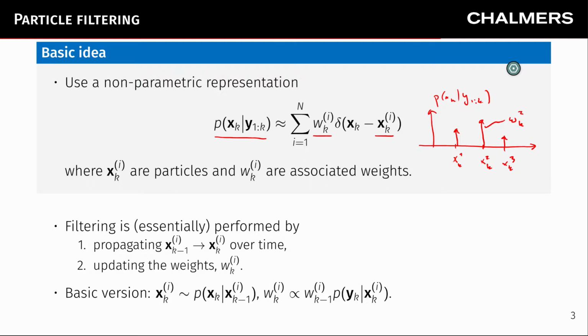Filtering using a particle filter essentially is performed by first propagating our particles from the previous time instance to the new time, and then updating the weights. In the basic version of a particle filter, called a bootstrap filter, the particles are propagated using the process model. So we draw new particles using a process model where we condition on the previous particle. The weights for these new particles are then updated by multiplying the previous weight of the particle with the likelihood of that particle.